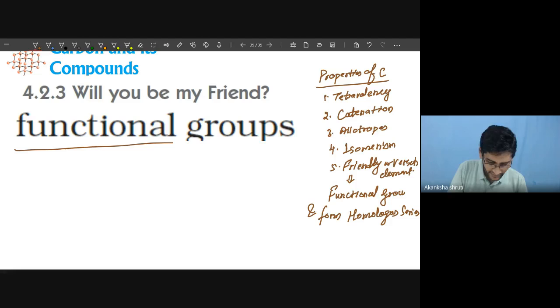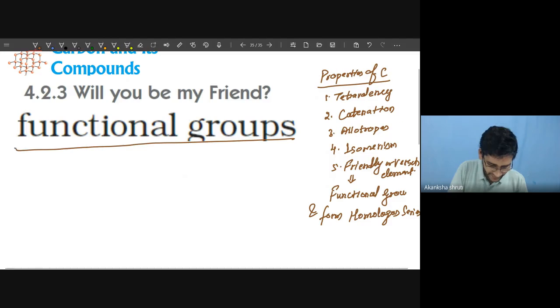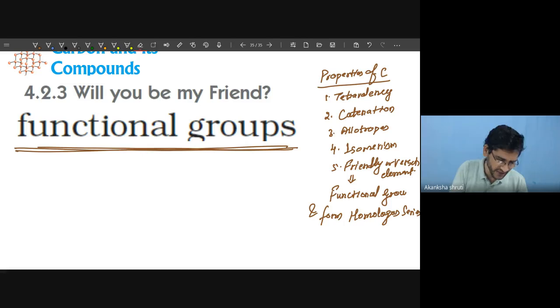The term functional group simply means the group of atoms, or it may be a single atom or single element also, which decides the function. Functional means what? That decides the functionality. Functionality means the characteristic. So write about the functional group. What is this functional group?